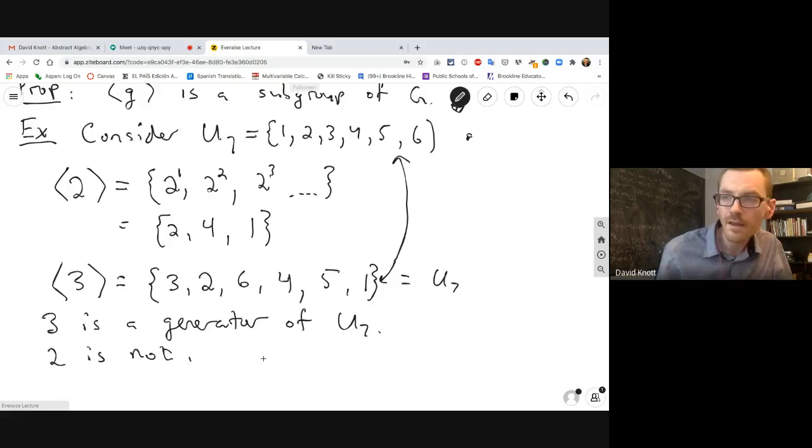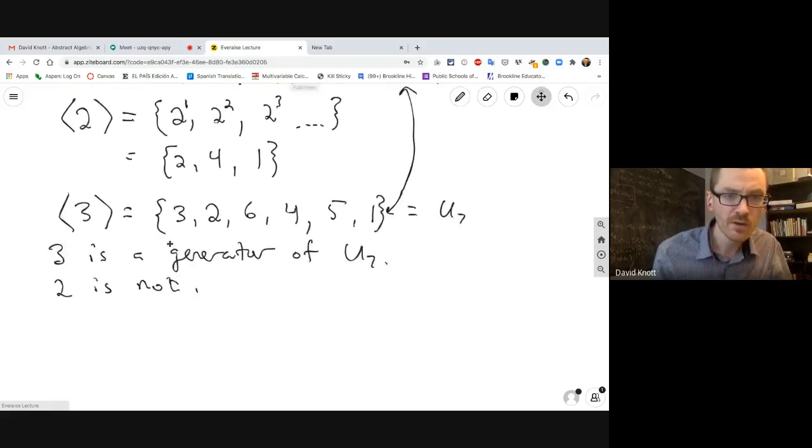2 is not. And there's this question that you can ask yourself. Given a unit group like U7 or U8 or U10 or U whatever you want, given a unit group like this, which elements are going to be generators and which are not? Turns out to be a very interesting question. Okay, turns out to be an interesting question without a simple answer. It's something you should really think about.